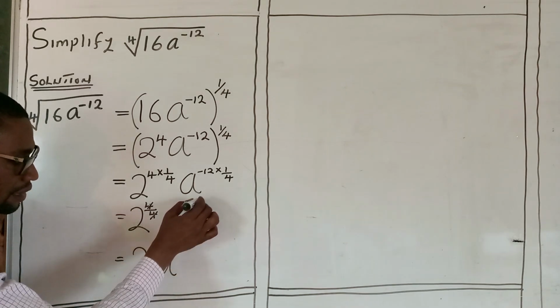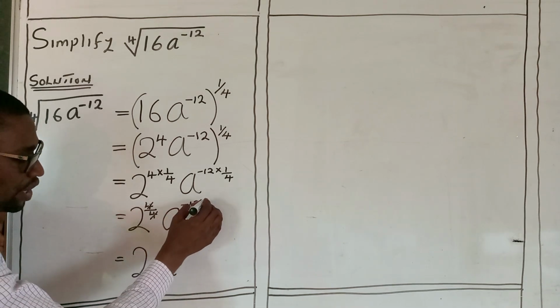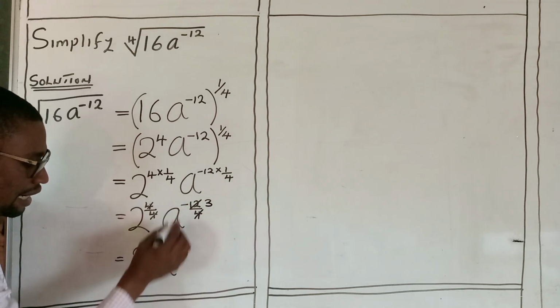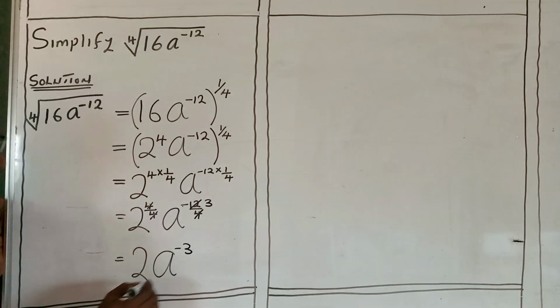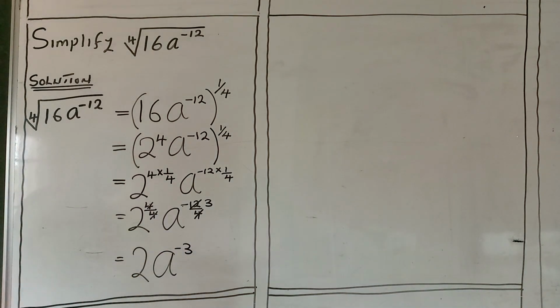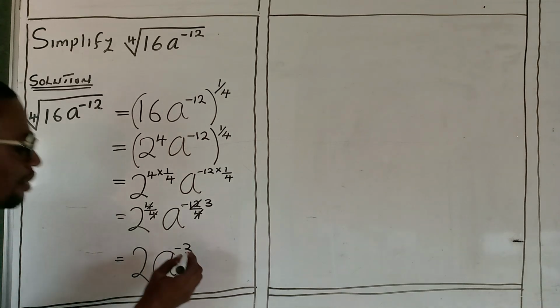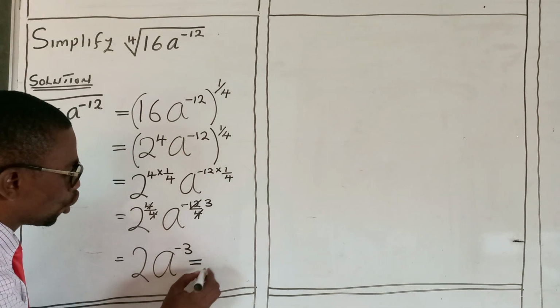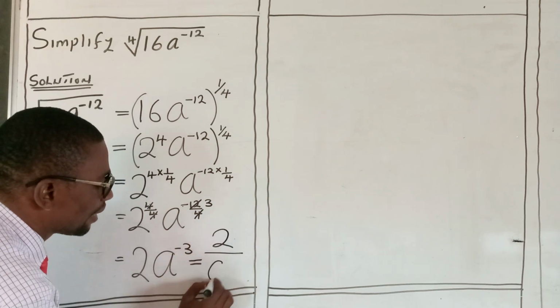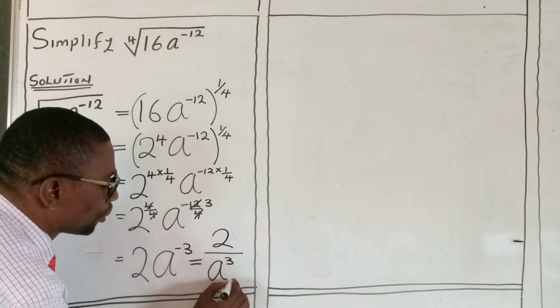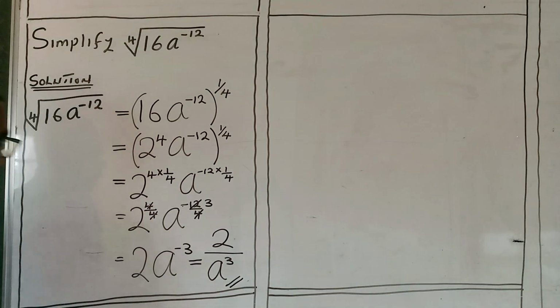Then 4 into 12 will give us what? 3. And then we have minus 3. So our final answer here is 2a raised to power minus 3. If you still want to apply the negative index law, this is also going to be 2 over a raised to power 3 as our final answer.